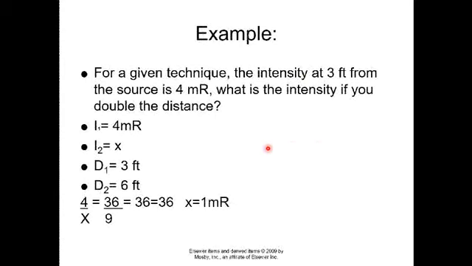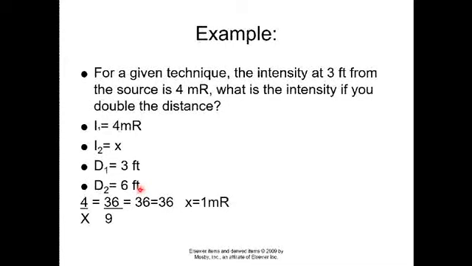Here's your example. For a given technique, the intensity at 3 feet from the source is 4 milliroentgen. What is the intensity if you double the distance? So your I1 is going to be 4 milliroentgen. Your I2 we have to solve for, so we're going to put an X there. Your D1, which is your first distance, is 3 feet. And the question is telling you that we're going to double the distance. So your D2 is going to be 6 feet.